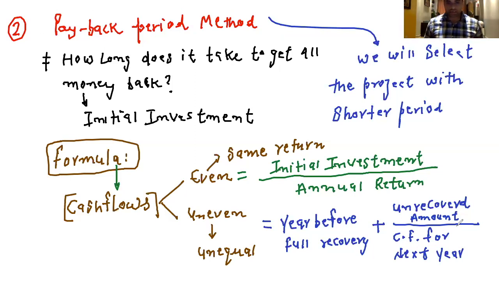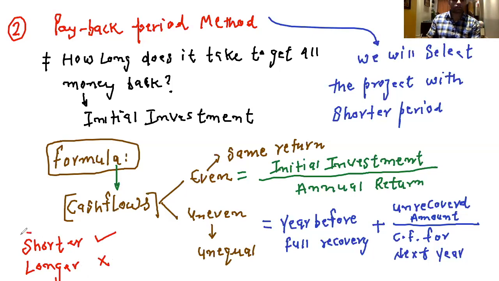By looking at 2 different projects, we will decide which project is giving us the shorter period, and the shorter period project will be selected, right? So I'll write it down again. If the payback period is shorter, we select. If the payback period is longer, we will reject. So the shorter period will be selected, right?